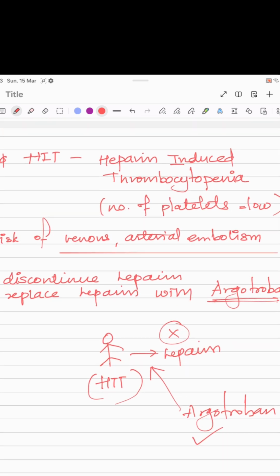Then after that, the other adverse effect is osteoporosis. It develops when the patient is on long-term heparin therapy. If a patient is on long-term heparin therapy, there is a chance of developing osteoporosis.